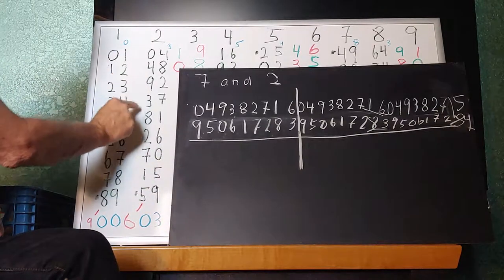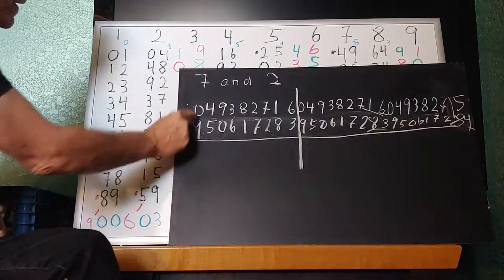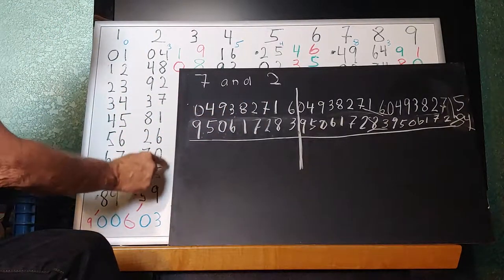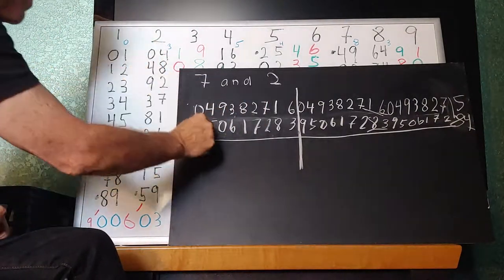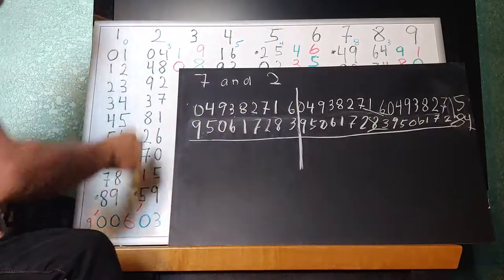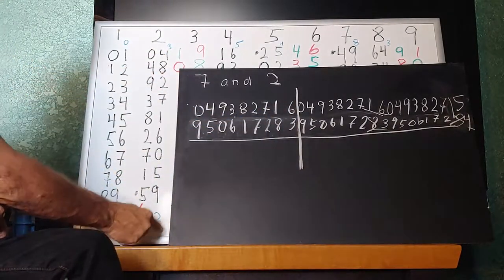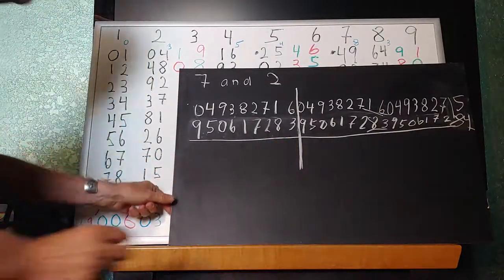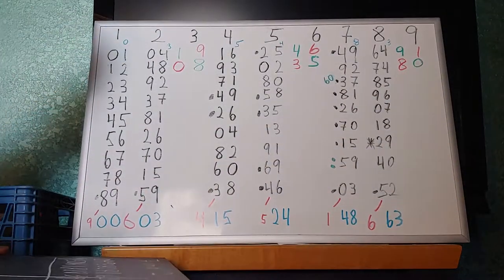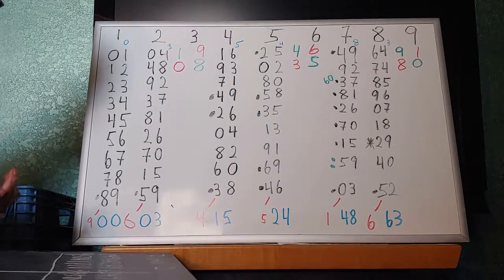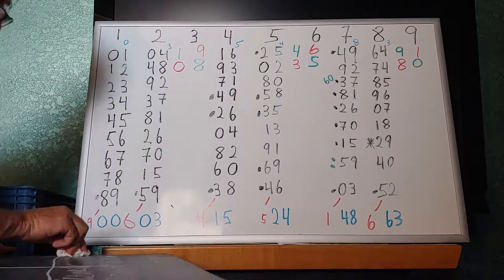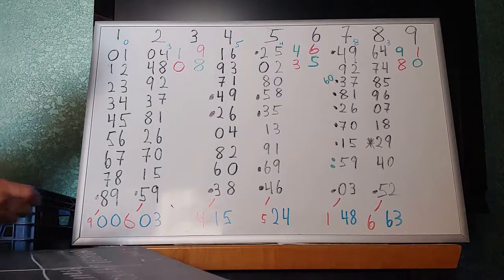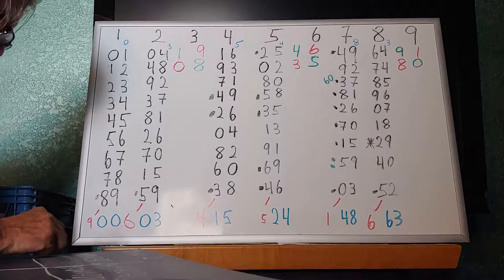0493827 16, 0493827 16, and then 950617284, 950617283, actually, right, 3. That's the repeating sequence. So let's add those together. No, we're not going to add those together. We're going to do it a little bit different. What I'm going to add together now, I'll just add the front of 2 to the front of 4.